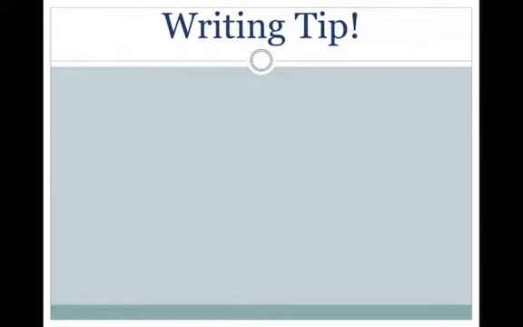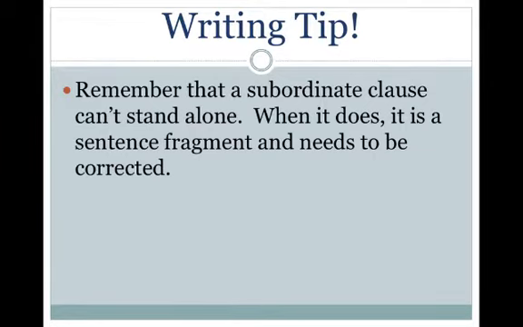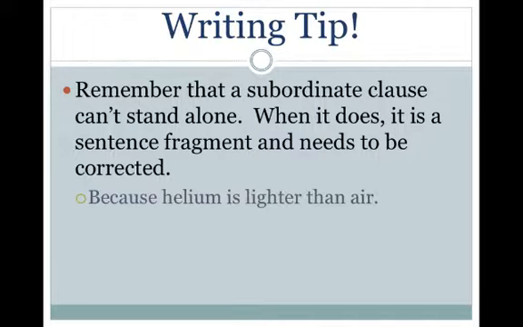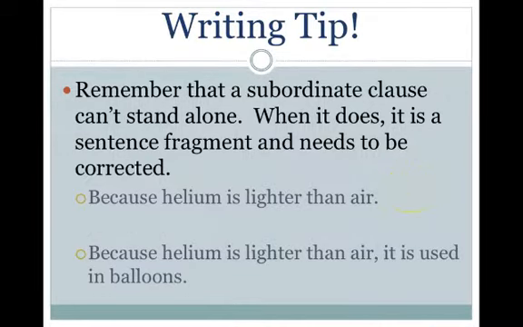Here's a writing tip. Remember that a subordinate clause can't stand alone. When it does, it is a sentence fragment and needs to be corrected. For example, because helium is lighter than air, needs something more to it. It doesn't express a complete thought. So you could say, because helium is lighter than air, it is used in balloons. Adding another clause to this makes it a complete sentence.